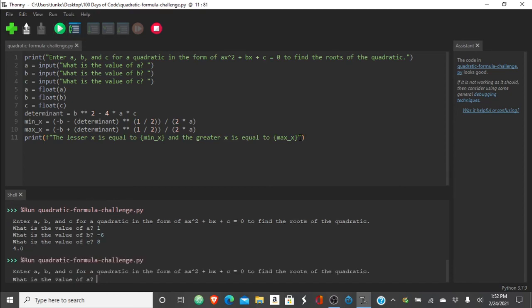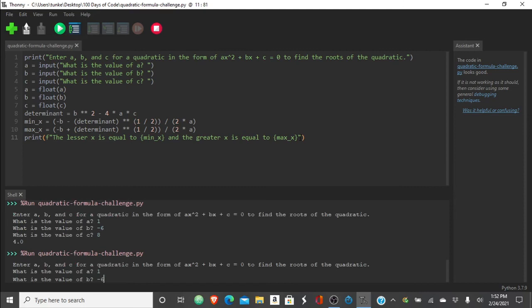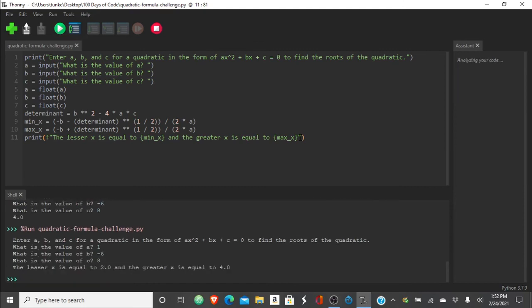Okay, so do 1, negative 6, 8. The lesser x is equal to 2, and the greater x is equal to 4. We could explain a little bit about what the x's are, but that basically gives you the solutions using the quadratic formula. So pretty cool. Okay, let's run it again.